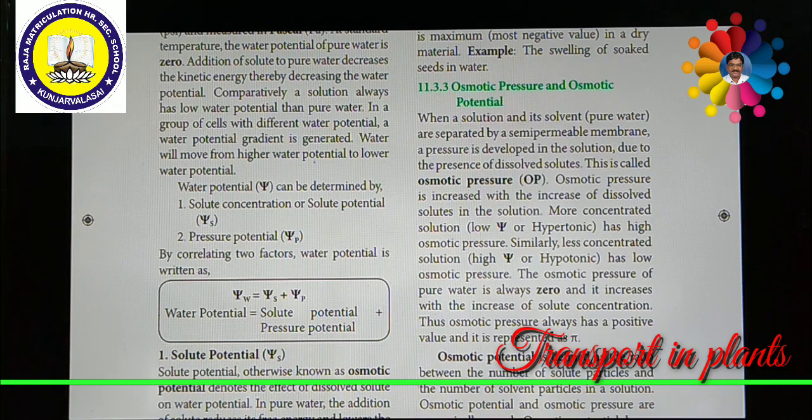Now we shall go to osmosis. What is osmosis? Osmosis comes from a Greek word, osmos, meaning impulse, that is, urge. It is a special type of diffusion, but the diffusion takes place through a semi-permeable membrane. It represents the movement of water or solvent molecules through a selectively permeable membrane from the place of higher concentration to the place of lower concentration, or from higher water potential to lower water potential.